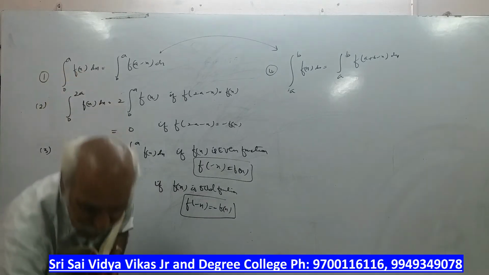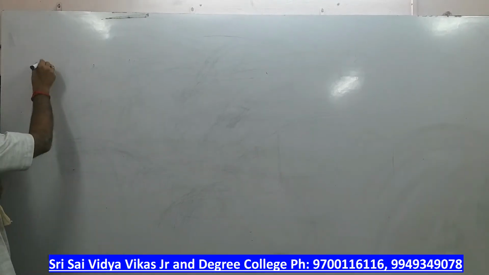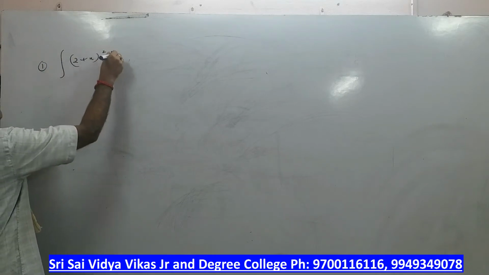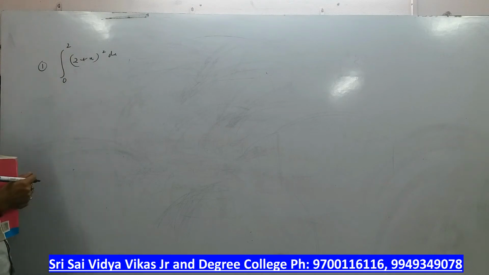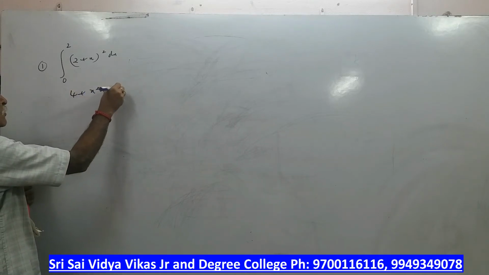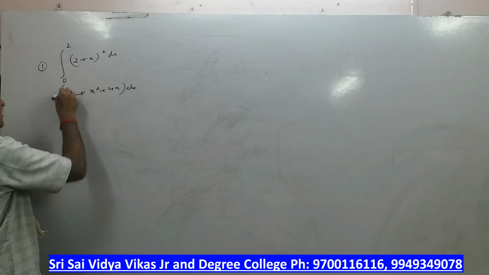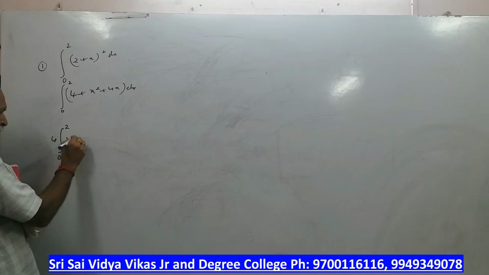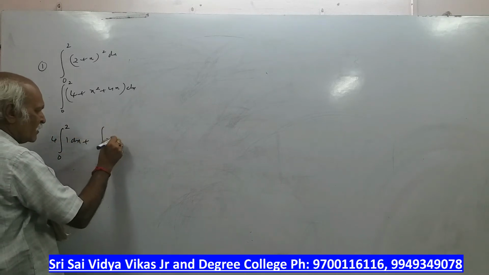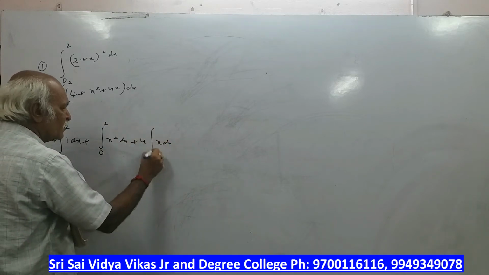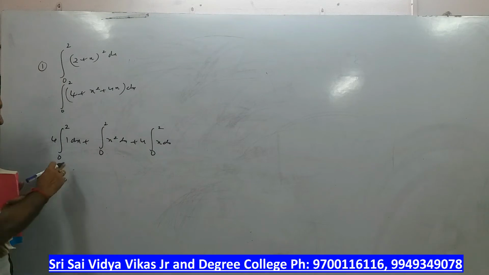Okay, let us see some problems now. First problem. What is the problem? The integral of 2 plus x whole square dx from 0 to 2. First we expand this: 4 plus x square plus 4x dx from 0 to 2. So, separate them: 4 into 1 dx plus integration of x square dx from 0 to 2 plus 4 into x dx from 0 to 2.